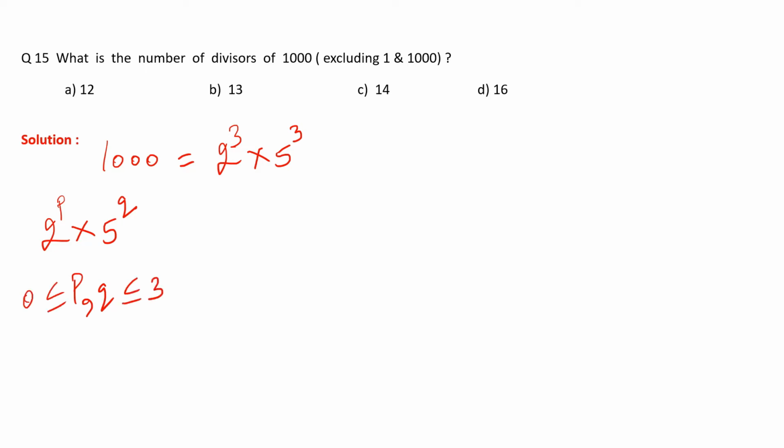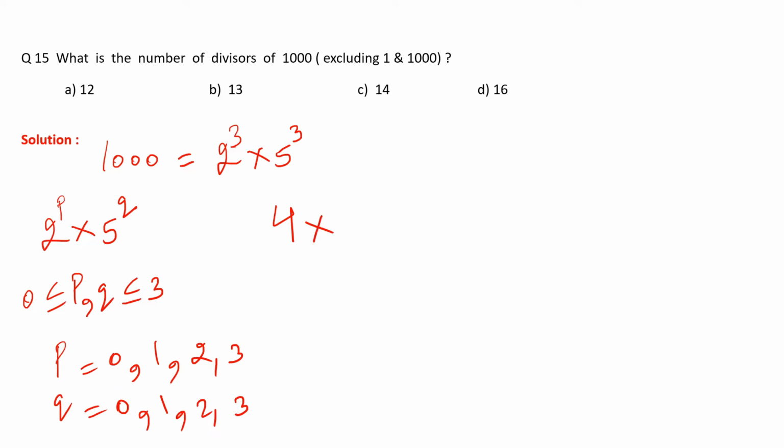That means p can be either 0, 1, 2 or 3, and similarly q can be 0, 1, 2 or 3. So to form a divisor, we will have to select the values of p and q. Now we can select any number from these 4 for p in 4 ways, and at the same time we can make a selection for q in 4 ways. So there are total 16 such cases according to the fundamental principle of counting. Fine. So there must be total 16 divisors for 1000.